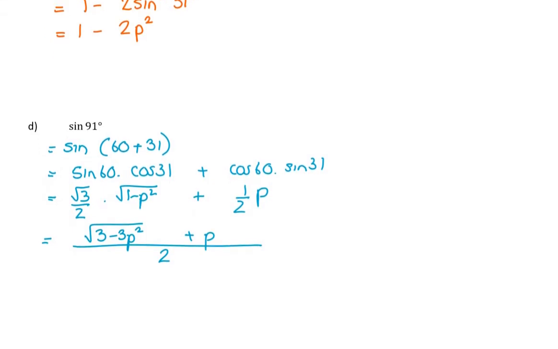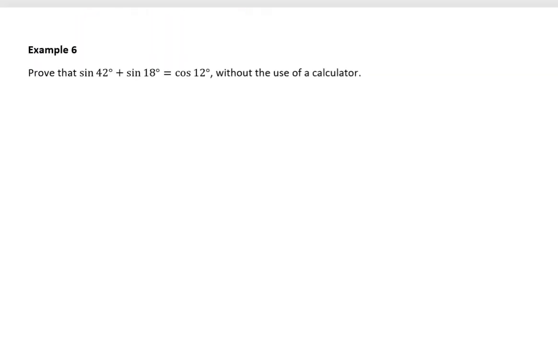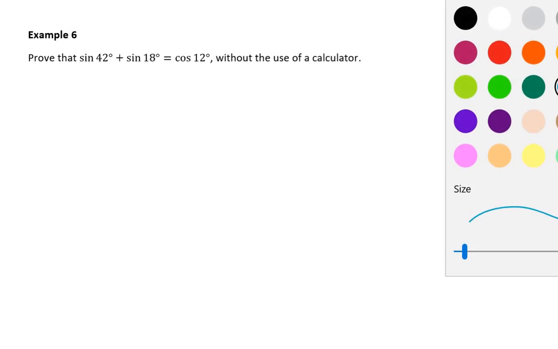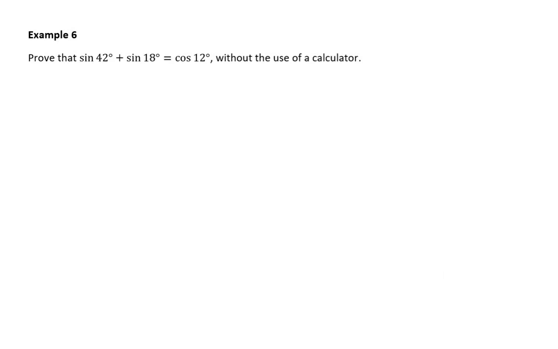So the great thing in Trig is the more you practice, definitely the better you get at it. Right, a couple more examples to go. Let's have a look at example 6. Prove that sine of 42 plus sine of 18 equals cos 12 without a calculator.